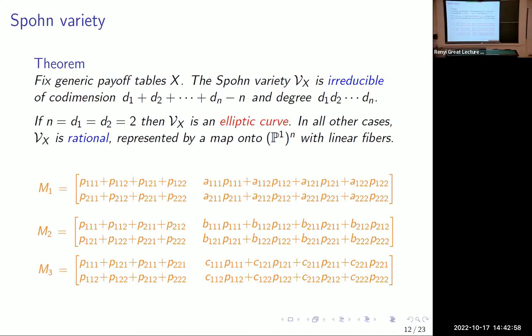Now, in this generic Bach-Stravinsky situation, as I said, we have an elliptic curve. An elliptic curve famously is not a rational variety. An elliptic curve cannot be parametrized by polynomials or rational functions, but in all other cases, it's rational. In all other cases, it's a rational variety, and I'm going to explain the geometry. It's a map onto this n-dimensional space with linear fibers, P1 to the n. Again, here is the equational description for 3 players, each having 2 choices. We simply make the determinants vanish, and we get 3 homogeneous quadratic equations whose 8 variables I try to recite in a tongue twister.